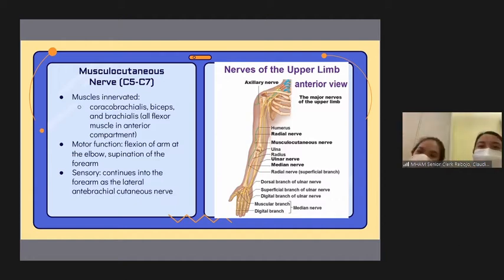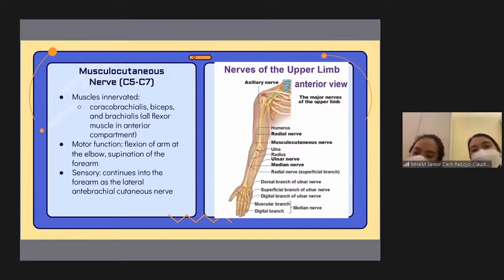Number one, we have your musculocutaneous nerve, which innervates the three muscles, coracobrachialis, biceps, and brachialis, and these are all flexor muscles in the anterior compartment. Its motor function includes flexion of the arm at the elbow and supination of the forearm. Sensory, it runs continuous into the forearm as the lateral antebrachial cutaneous nerve.